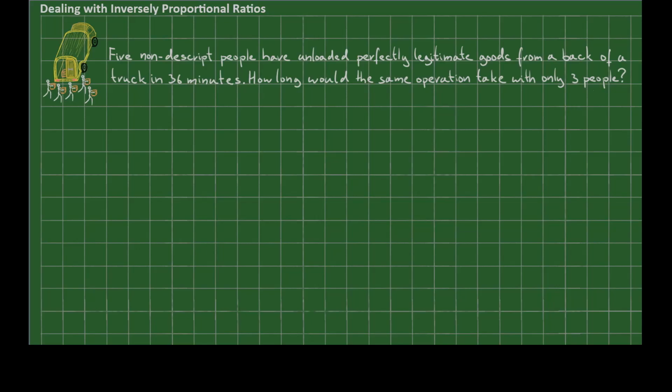The question here is, how long would the same operation take with only 3 people? As usual, I'm going to create a table of the variables involved. In this case, we have people and minutes. The question is asking us, if we had 3 people, how long would it take to complete the task?